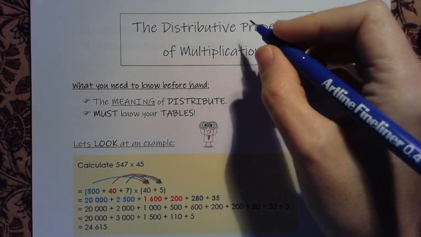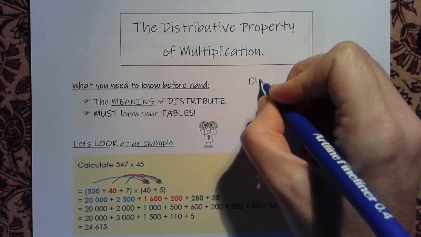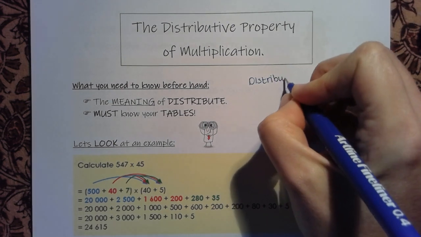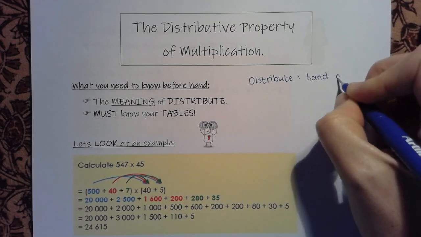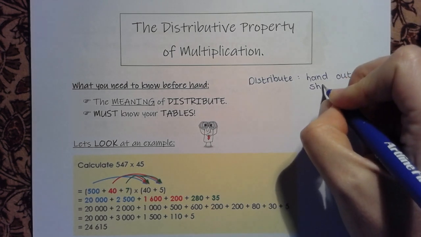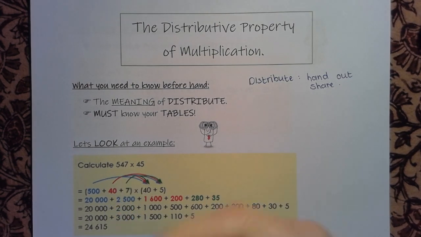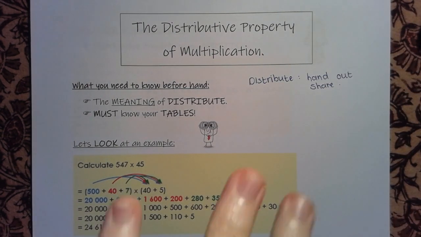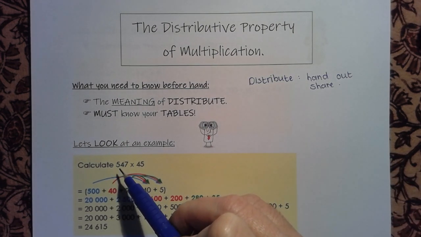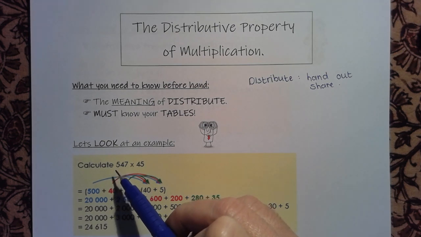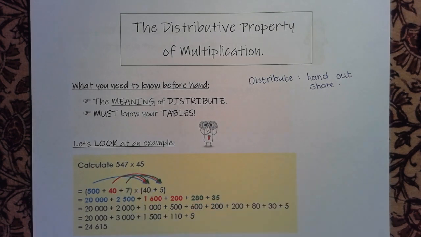Okay, so if we look at this word here, to distribute means to hand out and share. So what we are going to do is we're going to take our numbers and we're going to hand out, we're going to spread out the value. So if we look at the 3-digit number here, 547, I'm going to spread it out or hand out the hundreds and the tens and the units.